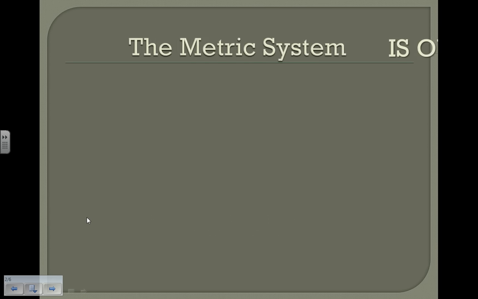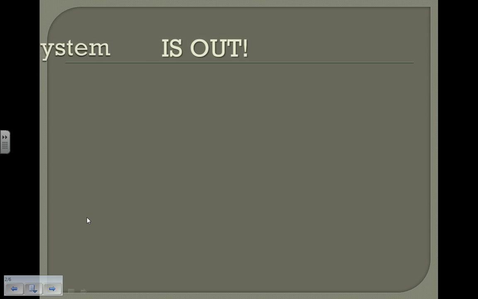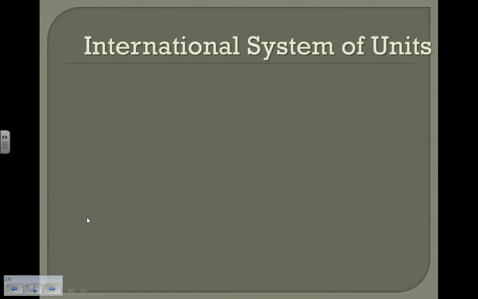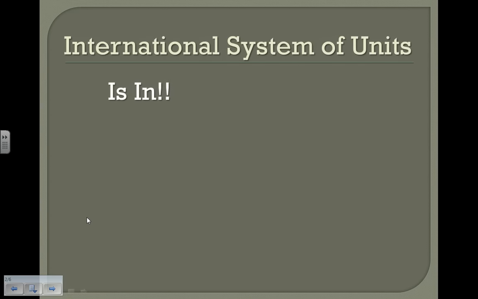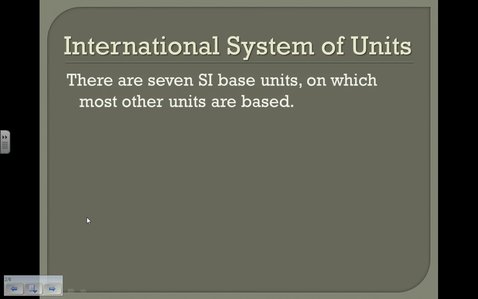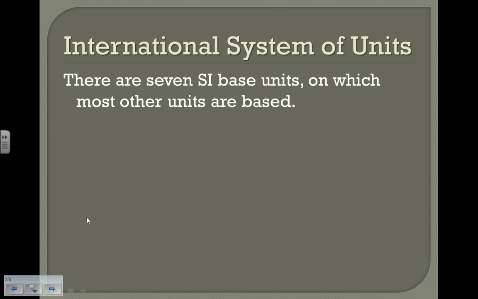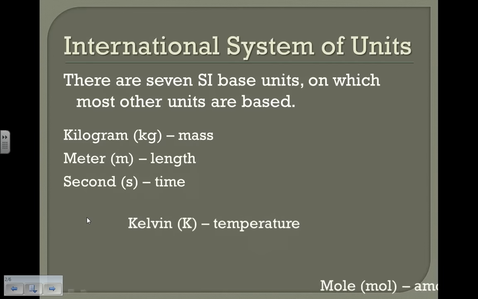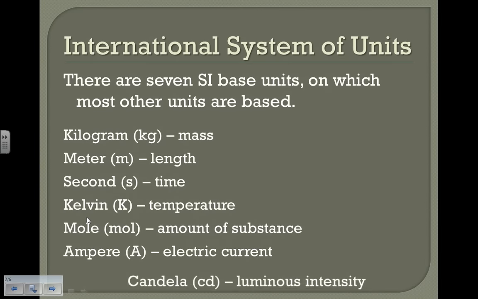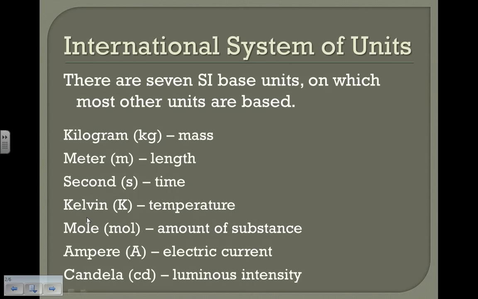So realize that the metric system is kind of an old name for the system that you guys are all used to. The current name is the International System of Units, which we abbreviate SI. It comes from the French Système International des Unités, and so that's Système International SI. And in the SI, there are 7 base units, which are flying onto your screen right now. You'll see that there's the kilogram, the meter, the second, the Kelvin, the mole, the ampere, and the candela.